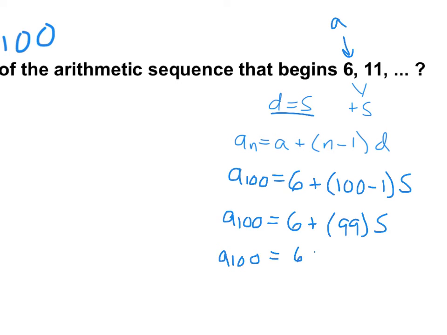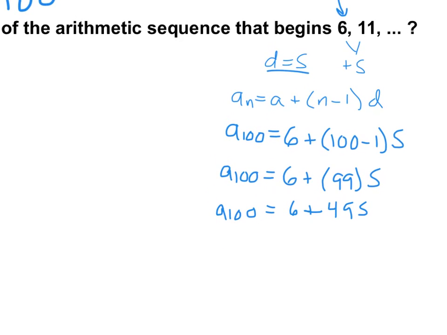So 6 plus 99 times 5 is 495. So our 100th term in this sequence is going to be 501.